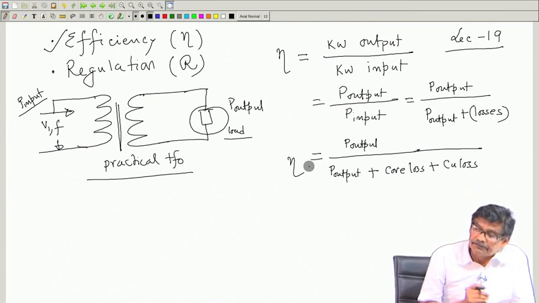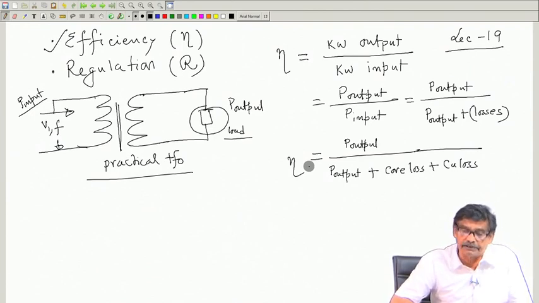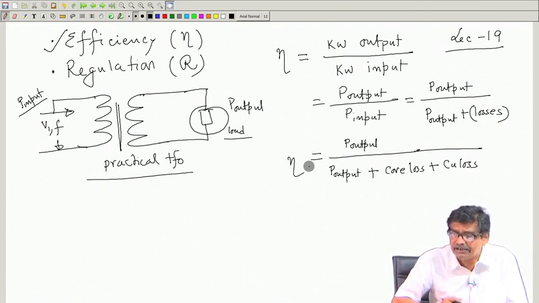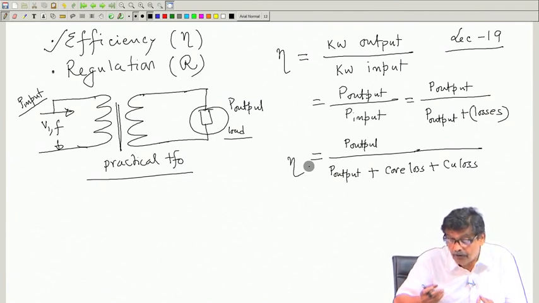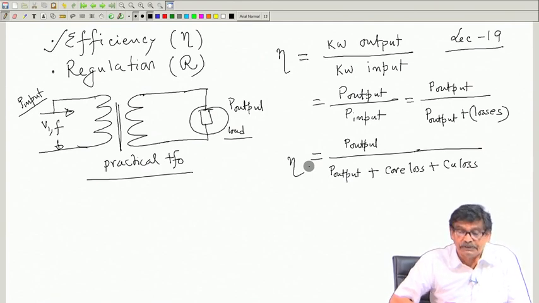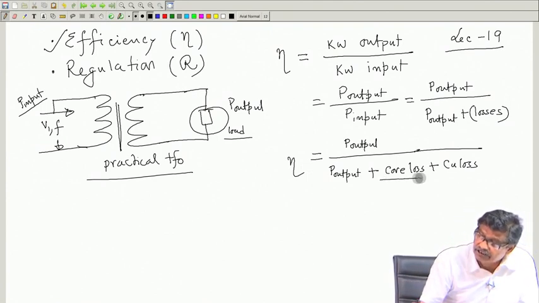Since these losses are there, efficiency will be less than 100%. Of course, as I told you, in a very well designed transformer, efficiency may be as high as 99%, because it is a static machine, no friction loss or windage loss, these things will be absent, only core loss and copper loss. Windings will become hot, core will become hot in normal operation, at rated condition. Now, let us see the losses first.